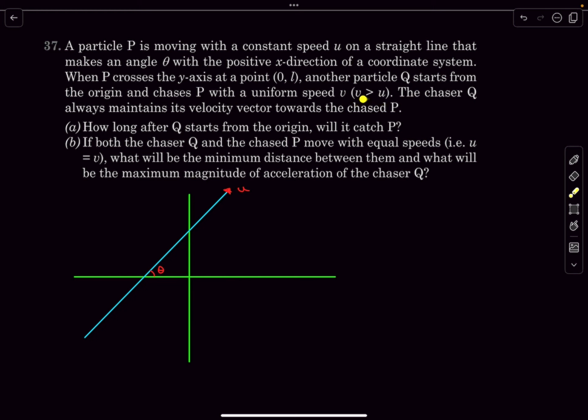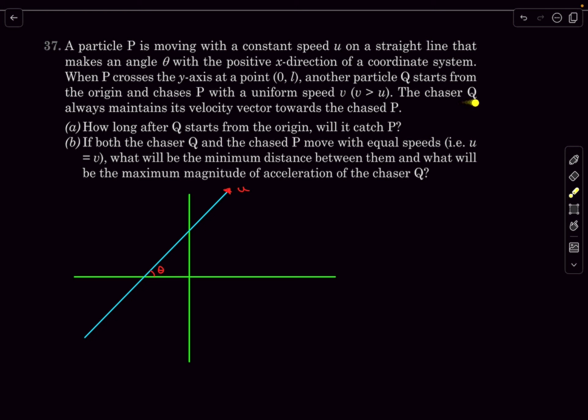And guys, in chasing problems, let's just say a cat is trying to catch a mouse. If the cat's speed is greater than the mouse's speed, then the cat will catch the mouse after some time. And if the cat's speed is less than the mouse's speed, then the cat won't be able to catch the mouse. Okay, we'll try to observe that by looking at the equations.